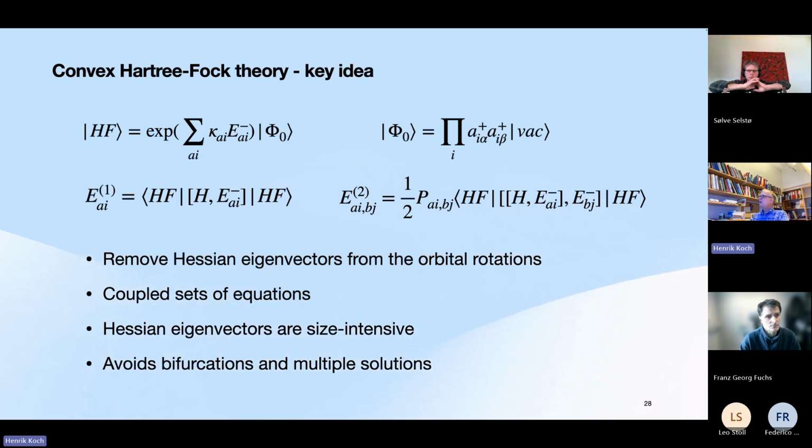They only have components in the part of the molecule where the problem is with the conical intersection or the small eigenvalue of the Hessian. And also you have complete orbital invariance because you project out the eigenvectors and not some particular orbital component. So in this way, you can actually regularize Hartree-Fock and avoid getting bifurcations and multiple solutions.